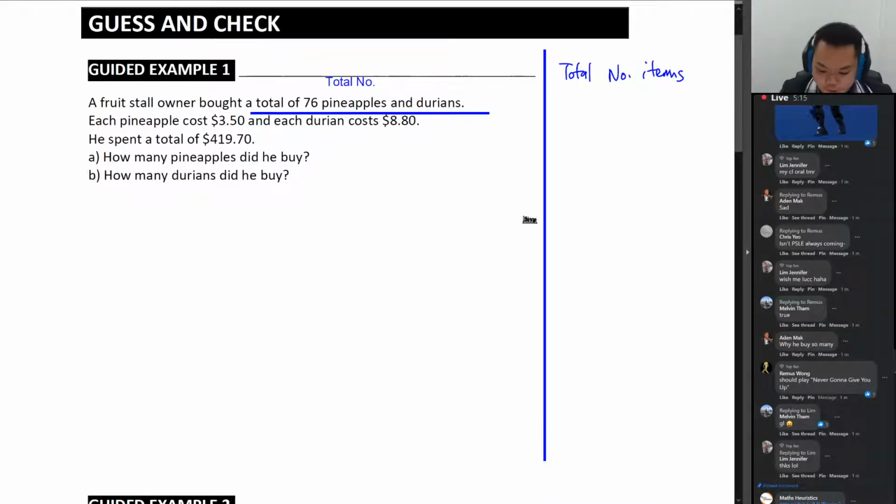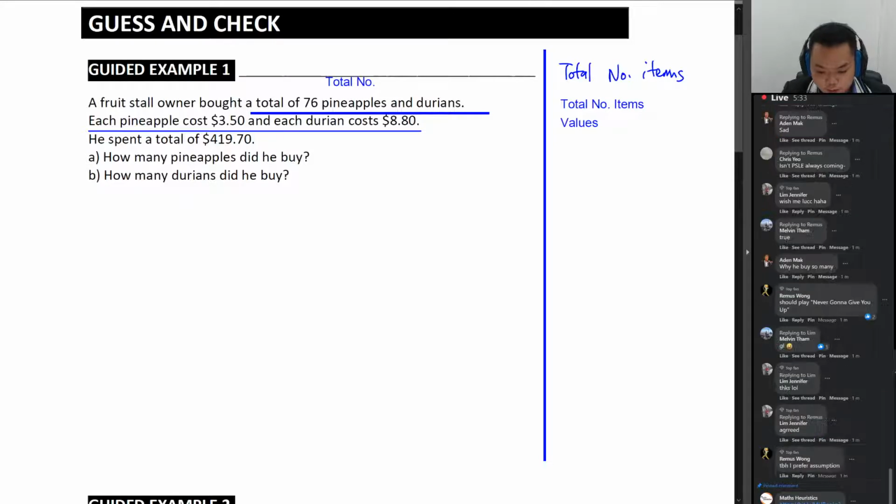Then the next thing you have to be able to see is that you know the values of your items. So in this case, every pineapple costs $3.50, every durian costs $8.80. So these are the values of your items, and he spent a total value of $419.70. So this is the total value.